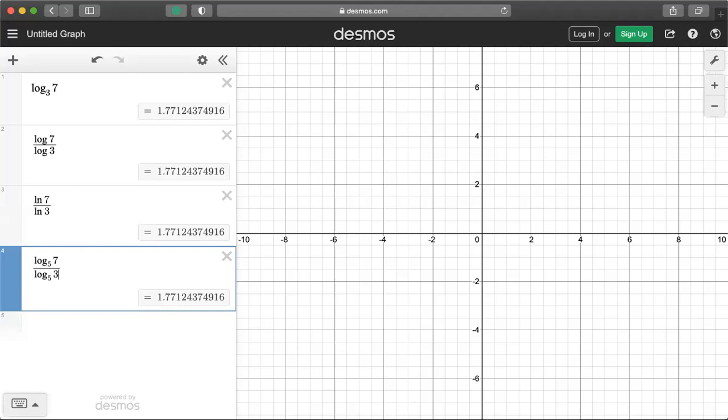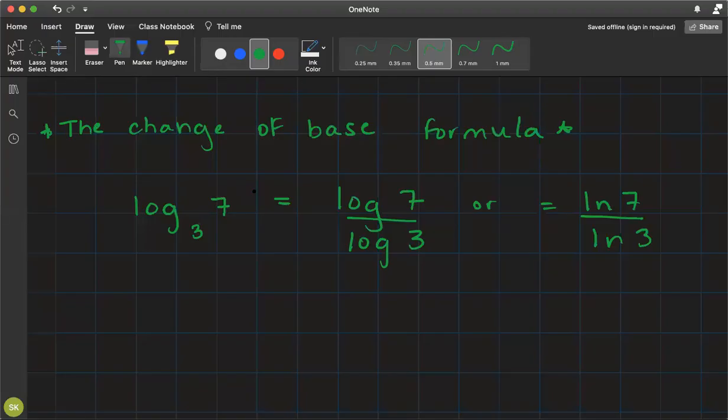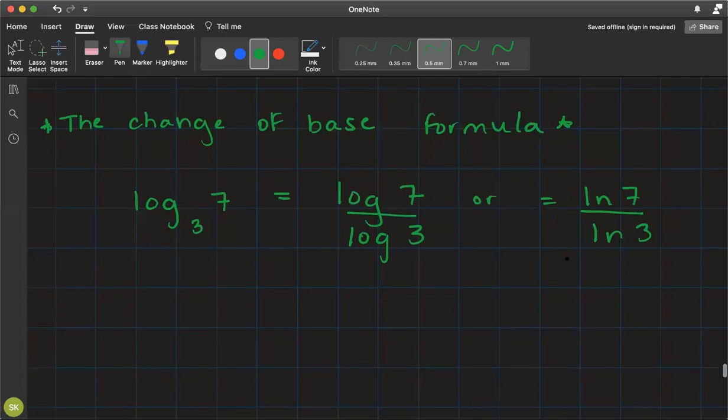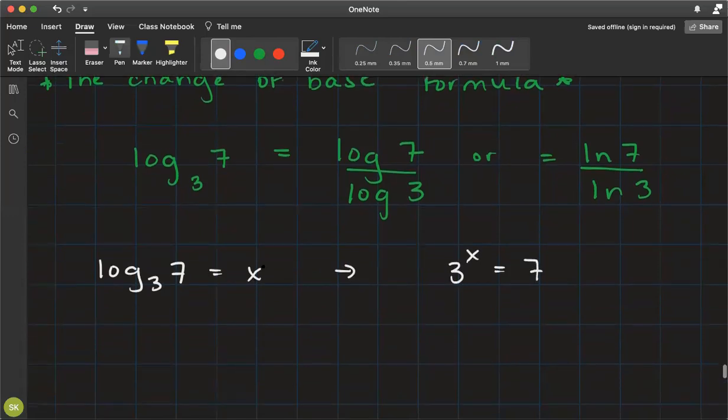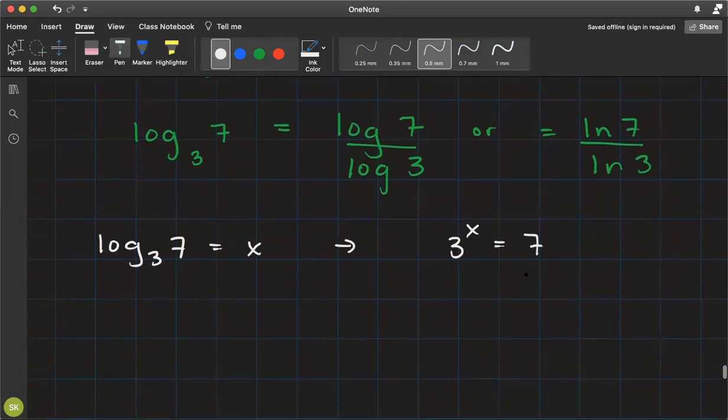Okay, so let's go back to here. So why is this true? Why can we do this? Well, let's put this in white here. So log base 3 of 7, let's set it equal to x. Well, that means 3 to the x is equal to 7. So if this is equal to some number, and remember that this is an exponent, so 3 to that power gives us 7.